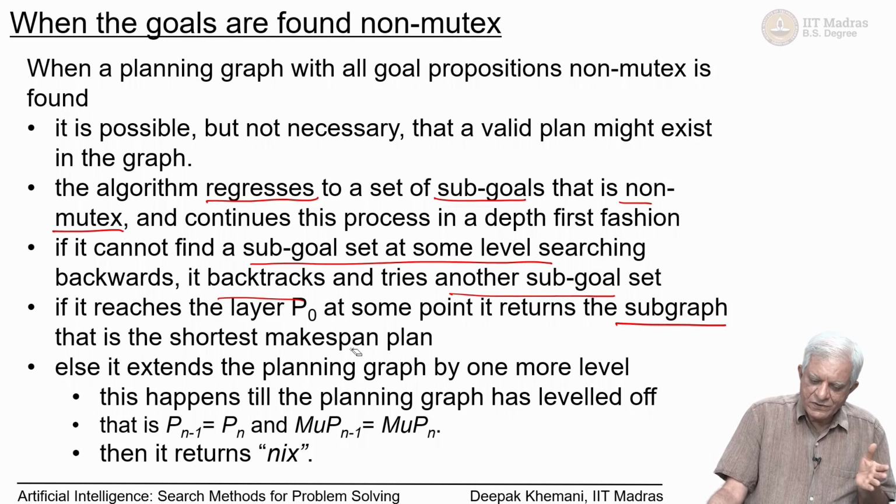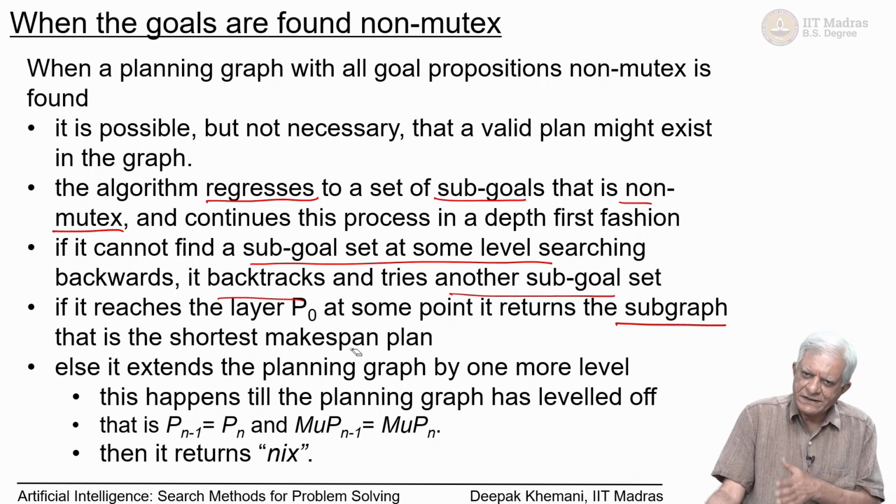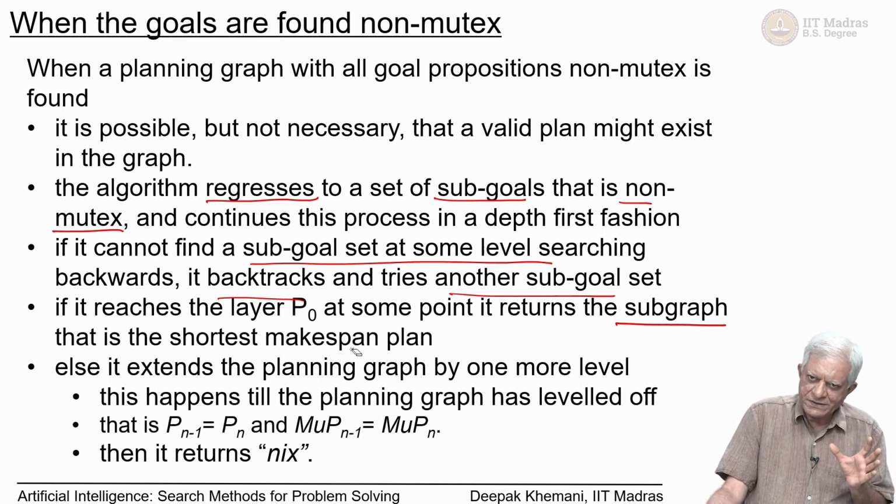Else, if it cannot do that, it extends the planning graph by one more level, and then repeats this process. Remember that if the goal set in our example, G1, G2, G3, appeared non-mutex in some layer, it will also be non-mutex in later layers. So, you will go to the next layer and again search for a plan, then go to the next layer and again search for a plan. In the process, you will end up finding the shortest plan.